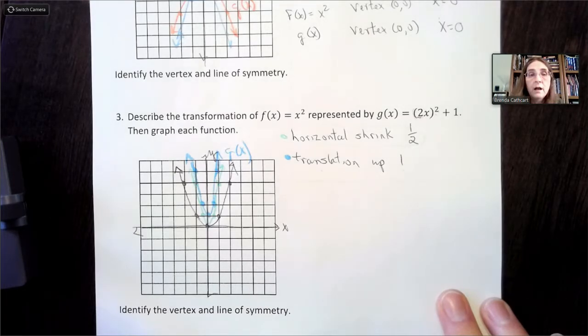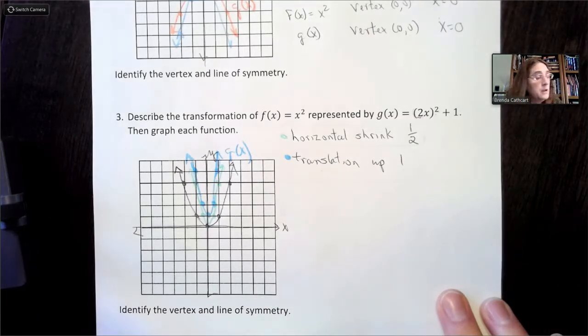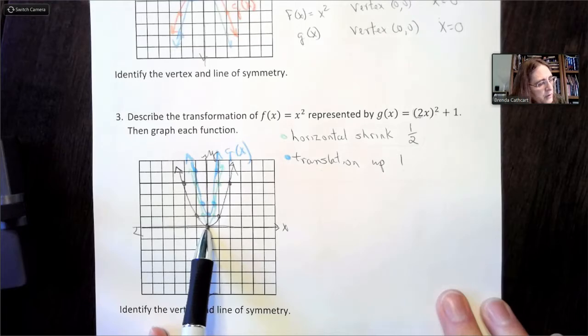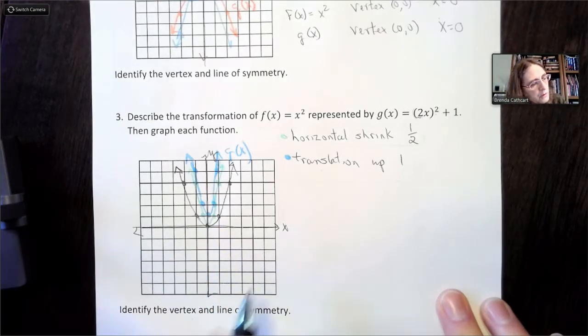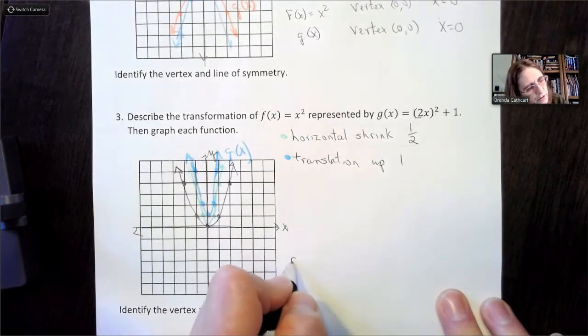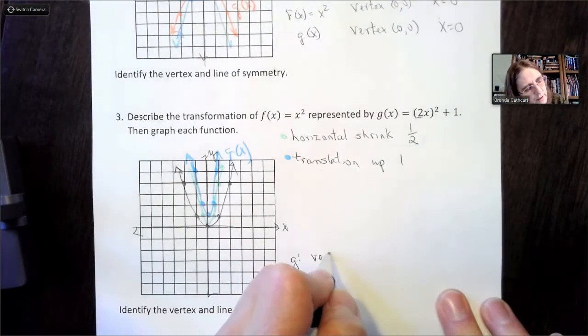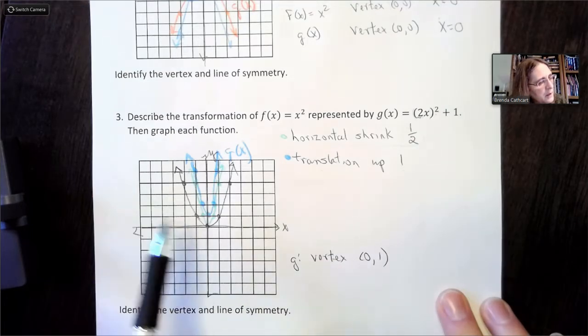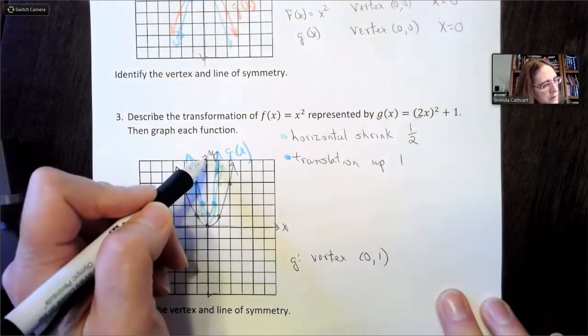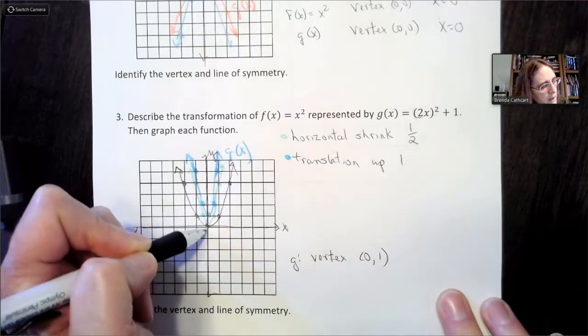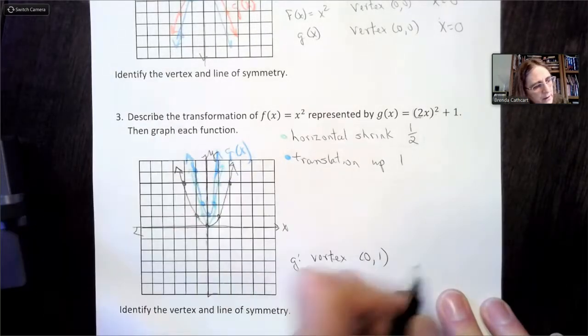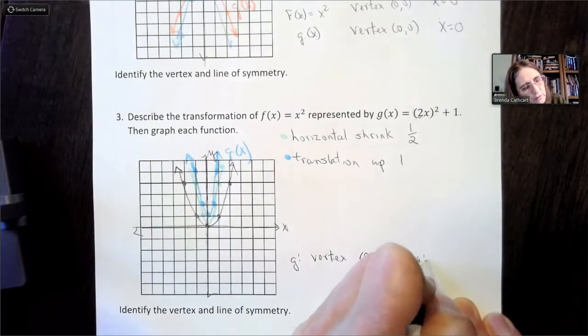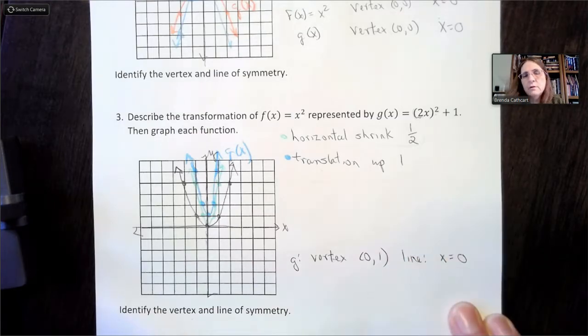Okay. Identify the vertex and the line of symmetry. Well, our vertex was at 0, 0. It moved up 1. So our new vertex for g is now at 0, 1. Our line of symmetry is still in the same place. It hasn't shifted to the left or right. So our line of symmetry is x equals 0.